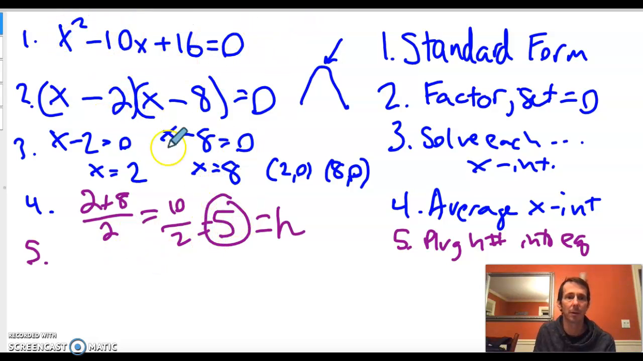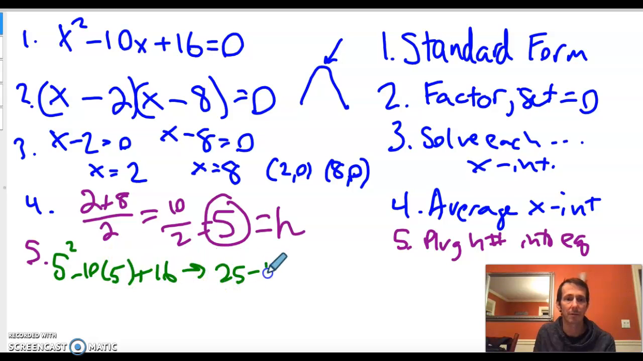I'm going to plug it in up here. So if I put it up here, I'm going to have to calculate what 5 squared minus 10 times 5 plus 16 equals. And that's going to give me 25 minus 50 plus 16. And that will give me, I believe, that's negative 25, so 4, 9, so that should give me negative 9.